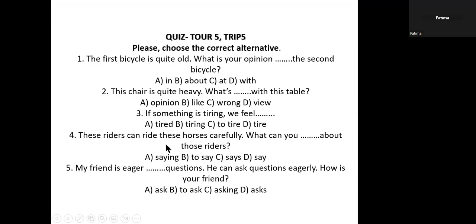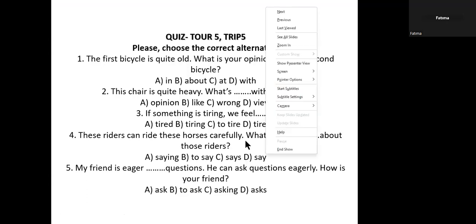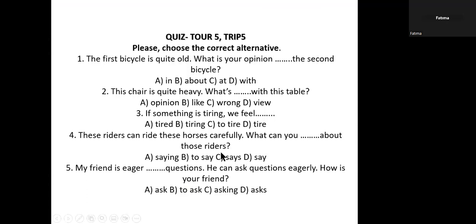These riders can ride these horses carefully. What can you blank about those riders? What can you say? Which one? This one, D. What can you say about those riders? My friend is eager blank questions. He can ask questions eagerly. How is your friend? My friend is eager blank questions. It's adjective to do. My friend is eager to ask questions. My friend is willing to ask questions.